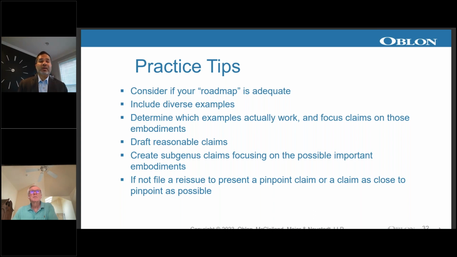Is it adequate? And part of doing that is making sure you have good, diverse examples in your specification. Like really try to think hard about what you're trying to claim and what kind of embodiments and variations of embodiments could exist. And when you have a chance to draft an application, you have a chance to fix that. So include diverse examples of different embodiments and give you the claim scope you're looking for. And determine which actual examples actually work, and make sure your claims have a focus on those embodiments.